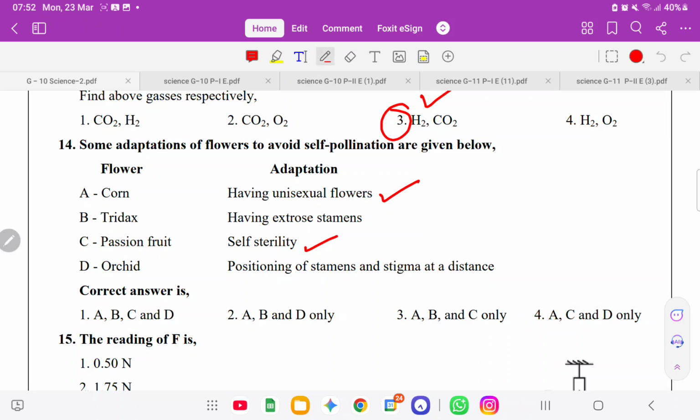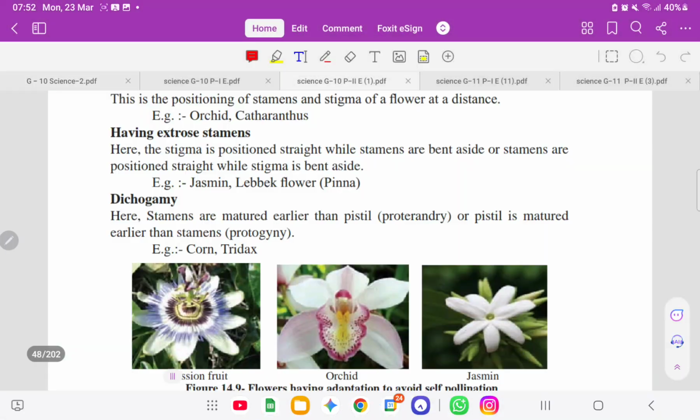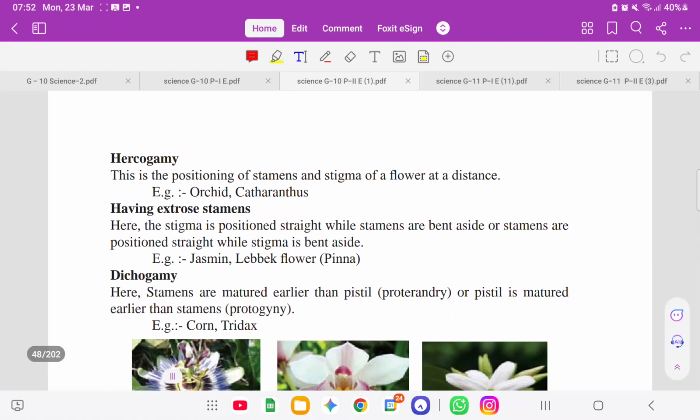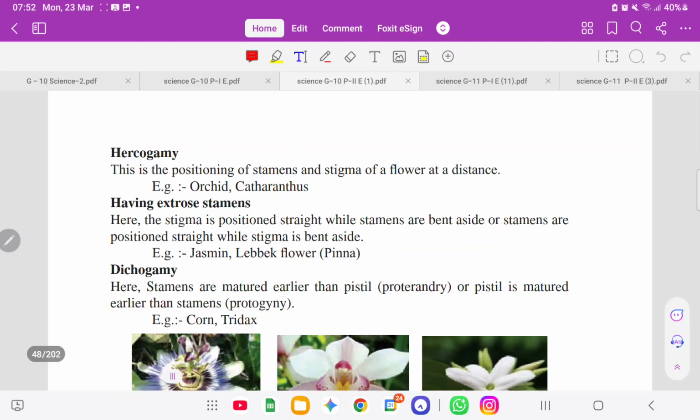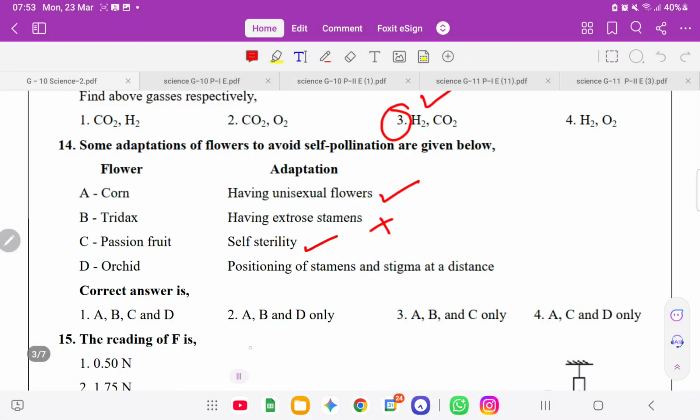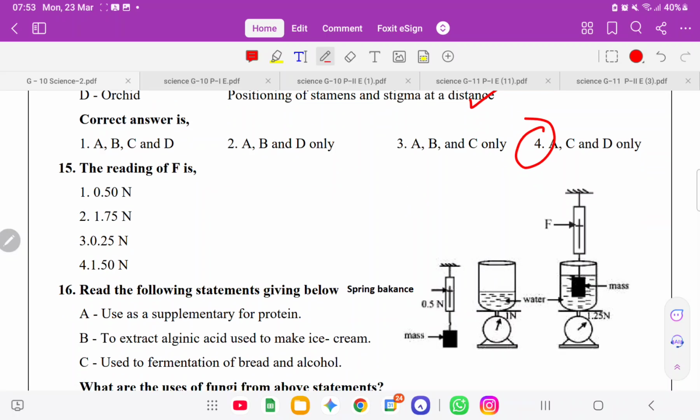B is wrong. Orchid: positioning stamens and stigma at a distance, so it's correct, right? Hercogamy. Right, so A, C and D are the answers. When you are doing this type of question, you can identify the patterns of questions they ask. Otherwise you are only studying.